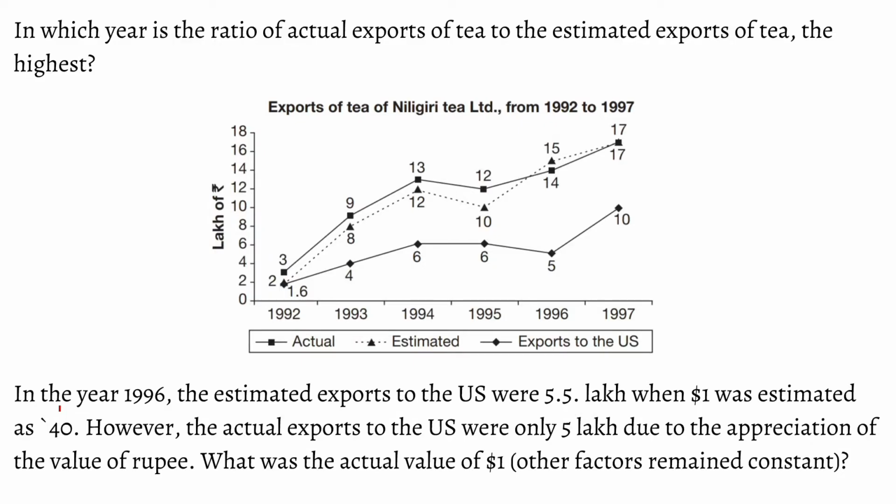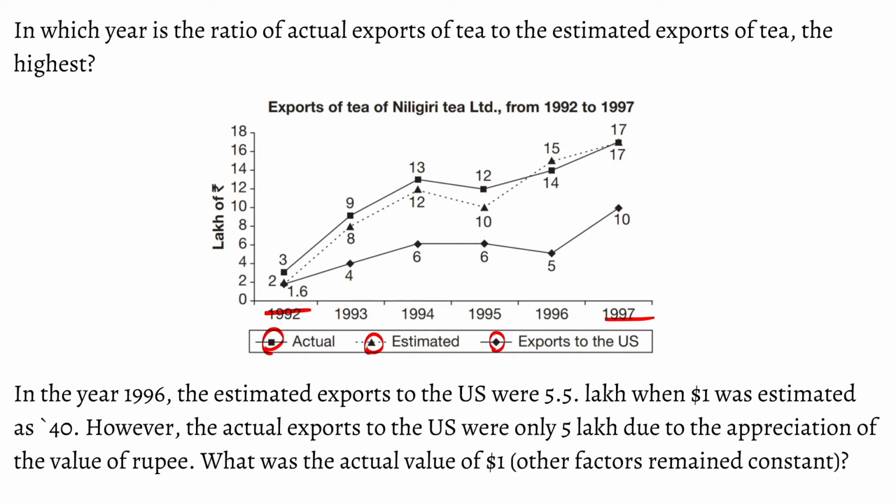Let us start. If you consider this graph, this is a line graph, and please read this. Please pause the video and try to answer this. All right. So, in which year is the ratio of actual exports of tea to the estimated exports of tea the highest? If you consider the graph here, this is the exports of tea of a company from 1992 to 1997, right? This is the symbol for actual exports, triangular symbol for the estimated one, and a diamond shape for the exports to the US. You can find it here.